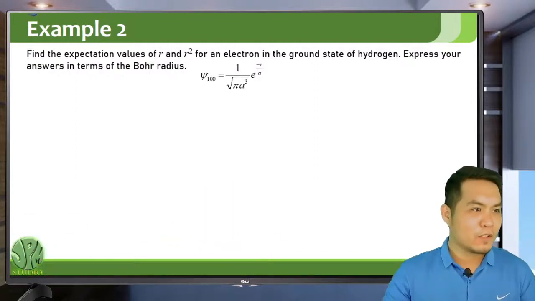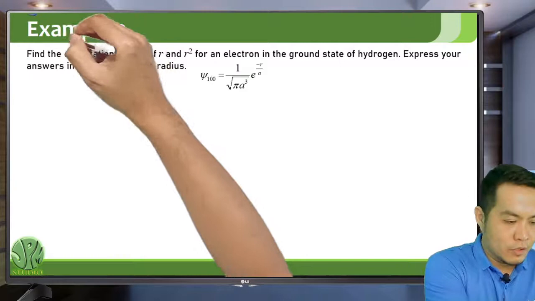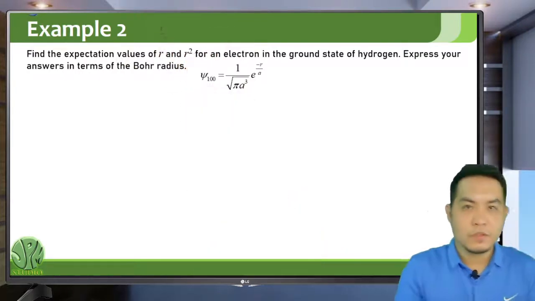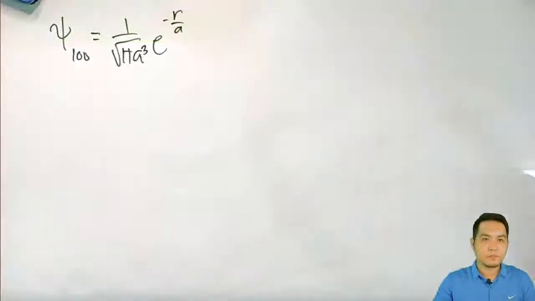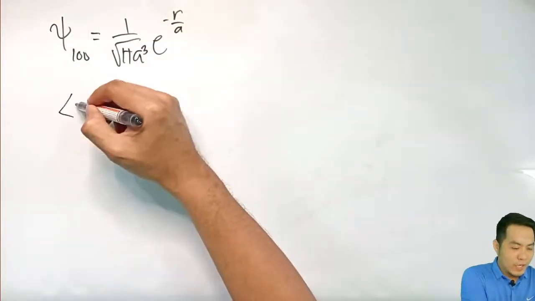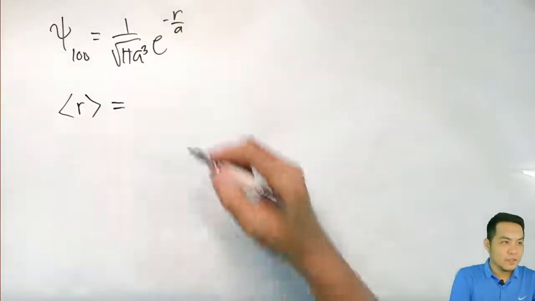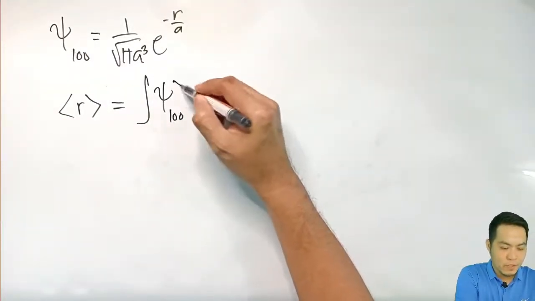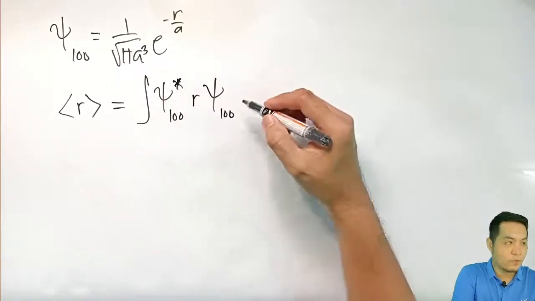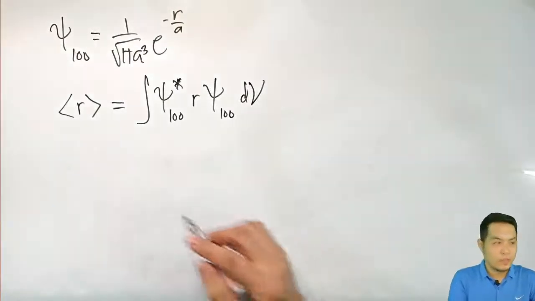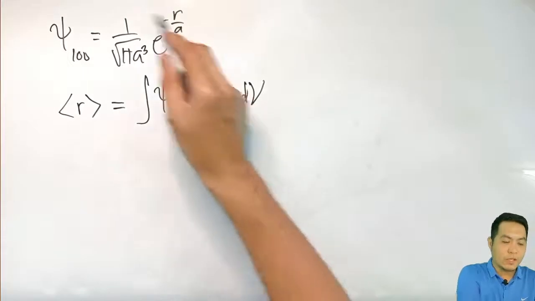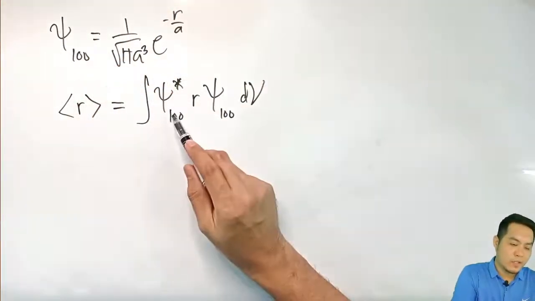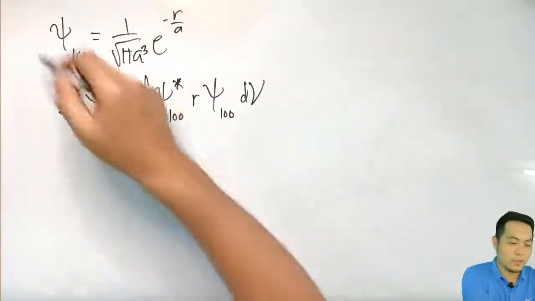So this is again the ground state of hydrogen. psi 100 is equal to 1 over the square root of pi a cubed, e to the negative r over a. I'm just going to go again to my board mode. Okay. So if we want to take the expectation value of r, then we need to sandwich our position operator r with our wave function: psi 100 conjugate, r, psi 100, differential volume. The conjugate of this doesn't have any imaginary or complex part. It's all real, so the conjugate is just itself. So it's just psi squared.